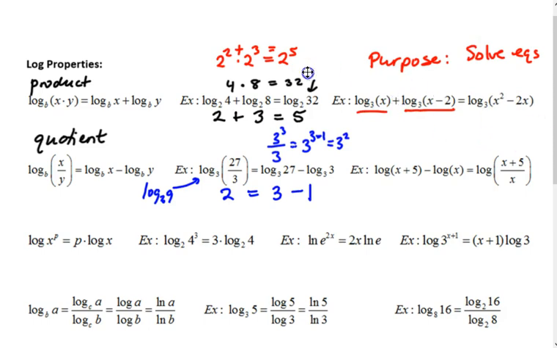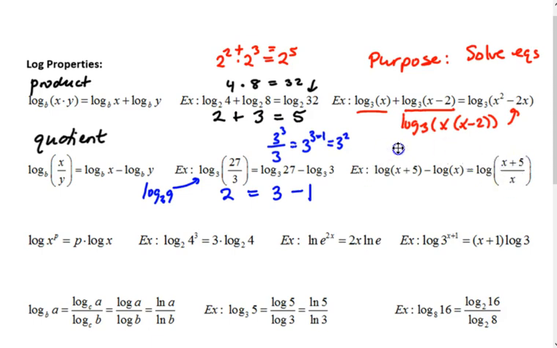What I did was I recognized this product property, that log base 3 of x plus log base 3 of x minus 2 is the same as log base 3 of x times x minus 2, which gives me the x squared minus 2x in the argument here. This is one where we're subtracting the logs. This is log base 10. Log of x plus 5 minus log of x is log of x plus 5 over x. So we just divide their quotients.